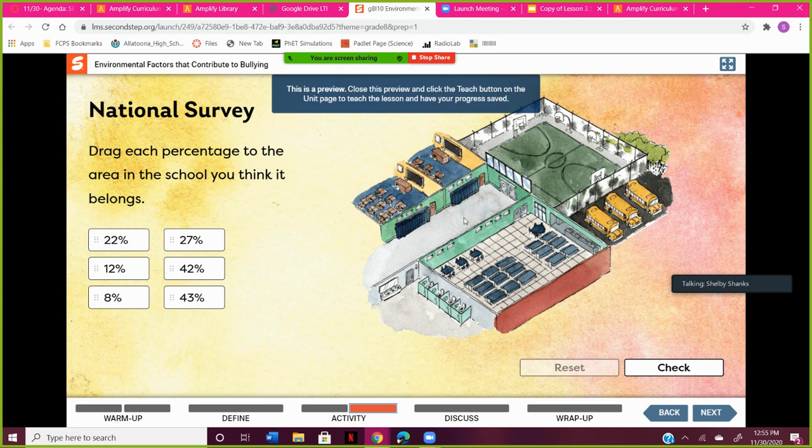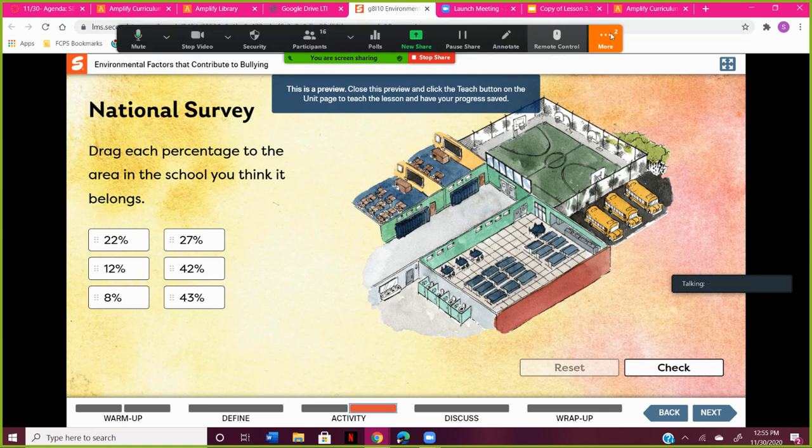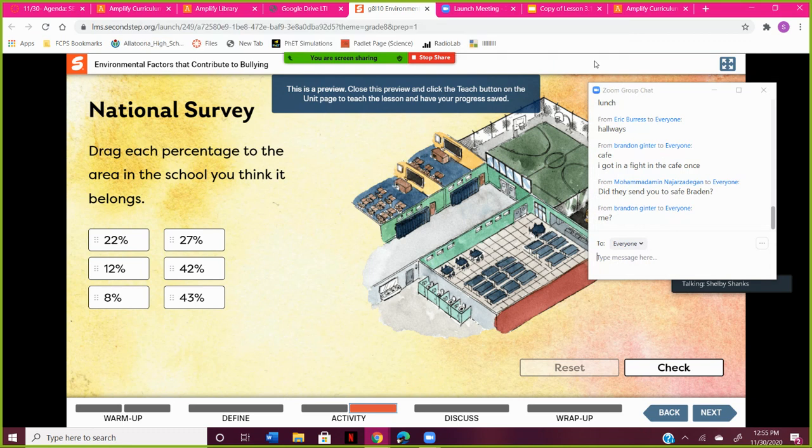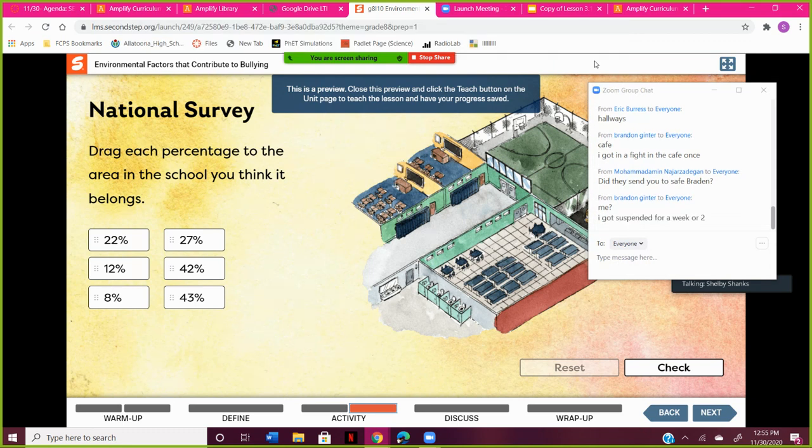All right, so where do we think these percentages are going to go? Let's start with the highest percentage. Where can we put this highest percentage? Since most of you said the hallway.